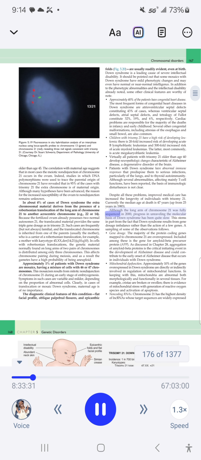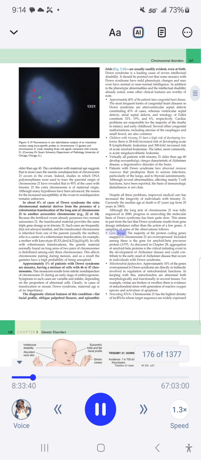Although the long arm of chromosome 21 was fully sequenced in the 2000s, progress in unraveling the molecular basis of Down syndrome has been quite slow. This stems in part from the fact that Down syndrome results from gene dosage imbalance rather than the action of a few genes. A sampling of some of the observations follows.